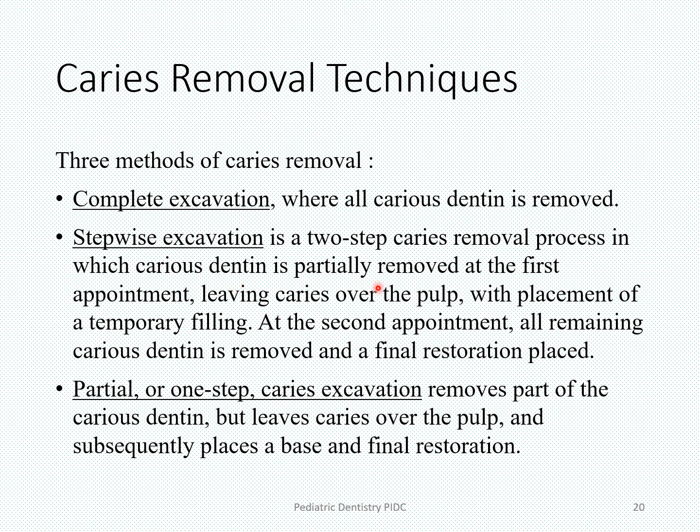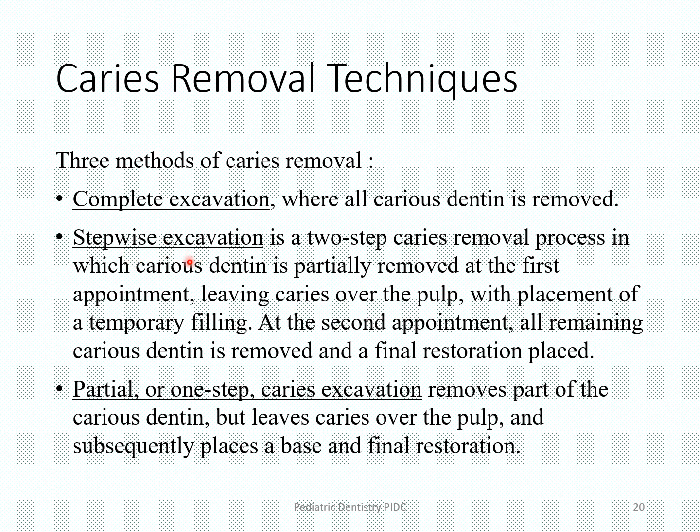Okay, another one is stepwise excavation, and this is a 2-step caries removal process in which the caries dentine is partially removed at the first appointment, leaving caries over the pulp with the placement of a temporary restoration. At the second appointment, all the remaining caries dentine is then removed and a final restoration is placed. So basically it means that you are doing an indirect pulp capping. All right, but here you must remember that the lateral walls are caries free. It's only the caries over the pulp that we are leaving behind.